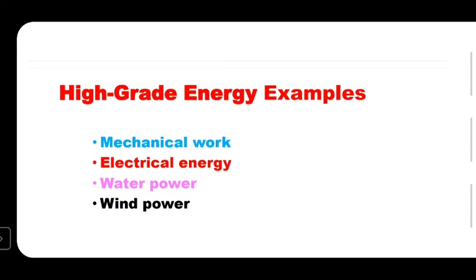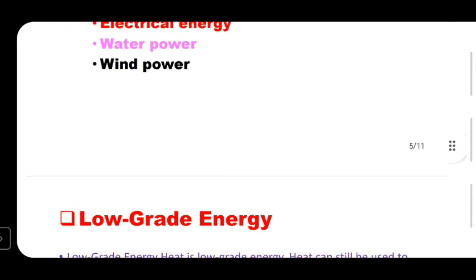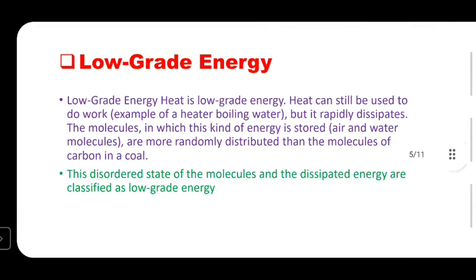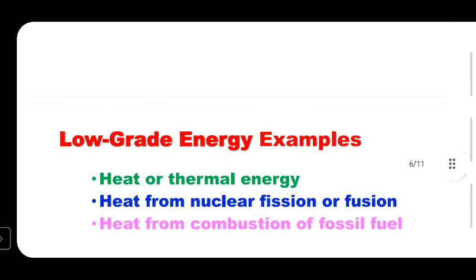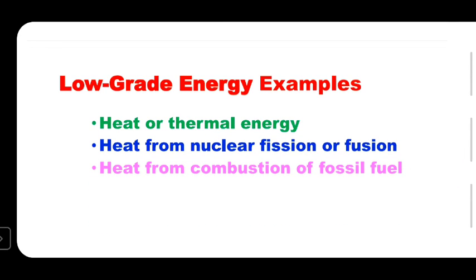where the energy conversion takes place. There the available energy is very high. High grade energy means a maximum amount of energy is utilized to convert into work. But in case of low grade energy, the loss of heat, the loss of energy is very high. These are the examples where heat or thermal energy is an example of low grade energy, nuclear fusion, as well as the combustion of fossil fuels such as coal or wood. These are the category of low grade energy.